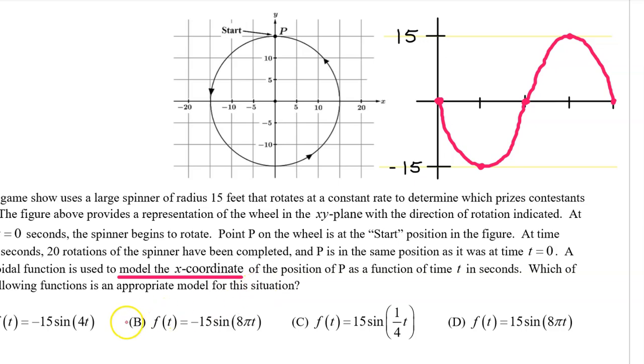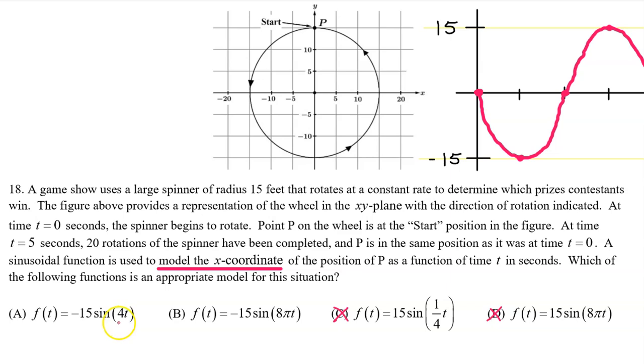So we will have to have a model that has a negative a value because this is an upside down sine curve. So we can eliminate options C and D, which have positive a values. These would give a right side up sine curve compared to the parent function. The remaining options A and B have different b values. So let's calculate the b value based on the given information and see which one of these is a match.